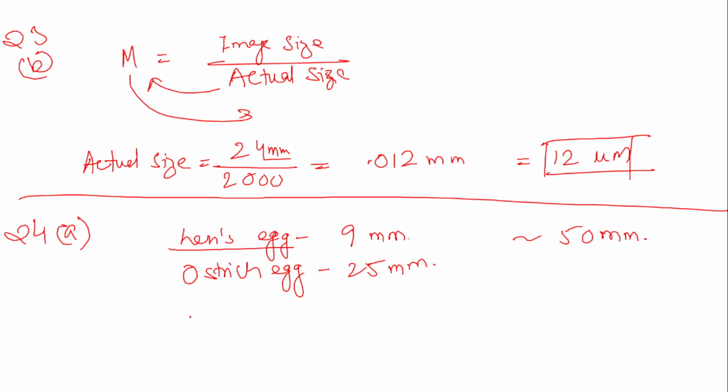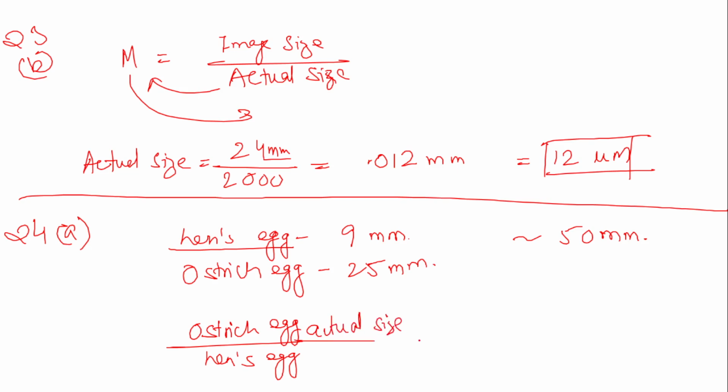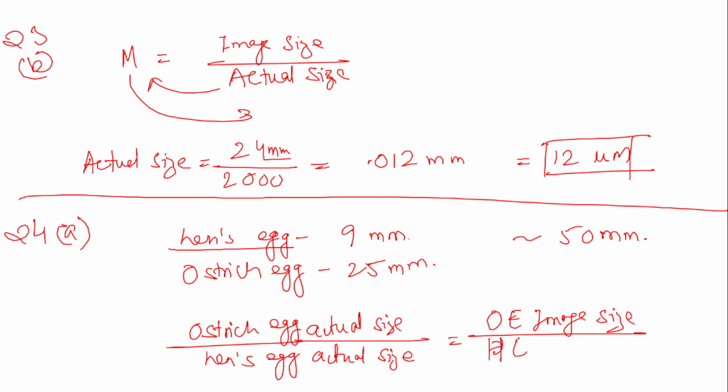So suppose, for example, I'm putting ostrich egg upon hen's egg. If I put it as the actual size upon its actual size, we will get the same ratio from the images also. So ostrich egg image size upon hen's egg image size. We'll put the values here. Okay, we'll go to the next page.